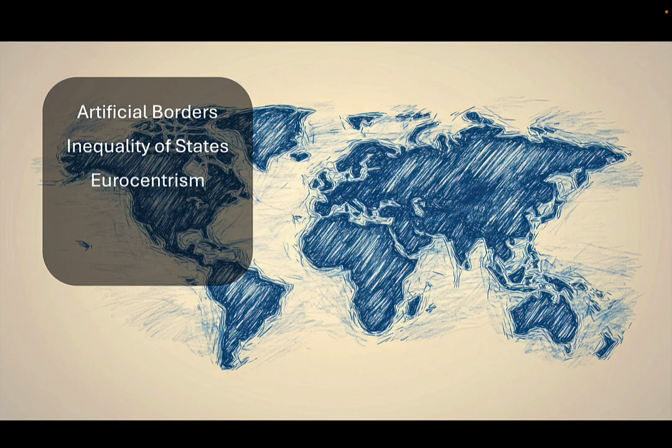As Amitav Acharya, one of the leading theorists of global IR, argues, the spread of the state system didn't mean the spread of equality, it meant the imposition of a particular Western model of order, one that too often dismissed or erased non-Western political traditions and alternatives. Similarly, scholars like Cheryl Harris remind us that sovereignty can function not only as a shield against interference, but also as a tool of exclusion, protecting state elites while silencing marginalized voices within.